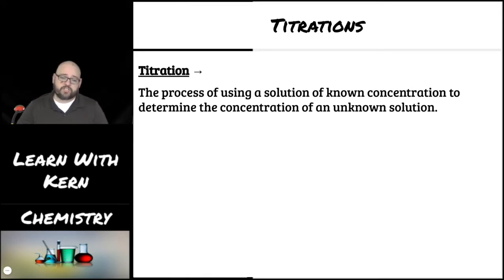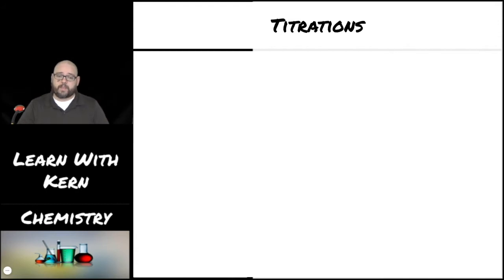A titration is the process of using a solution of known concentration to determine the concentration of an unknown solution. So let's say we have a concentration of acid. We don't know what its concentration is, but we can make a base that has a known concentration, and then we do a titration to help us figure out what the concentration of that unknown acid is.